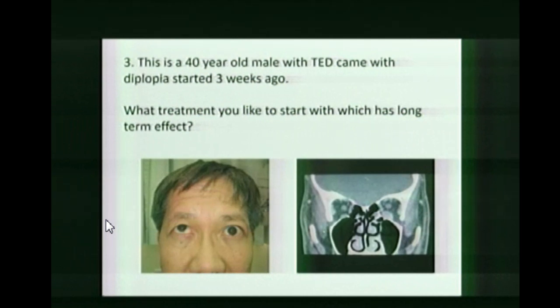Decompression is not for double vision. You're not treating double vision with it. And you remember when we do decompression, we do it only for an acute stage. We do it for compressive optic neuropathy, full stop. We don't do it for something else. You agree?